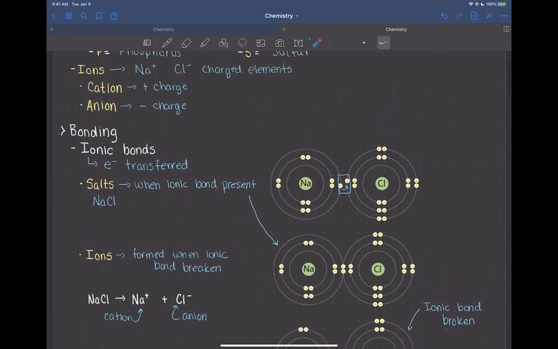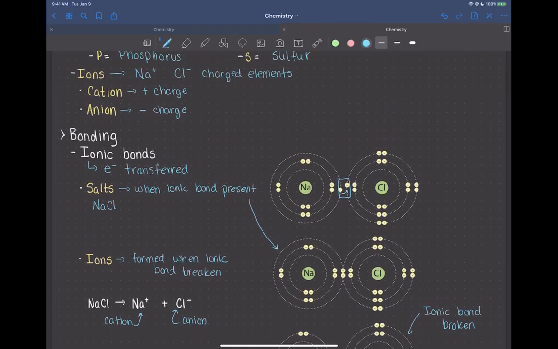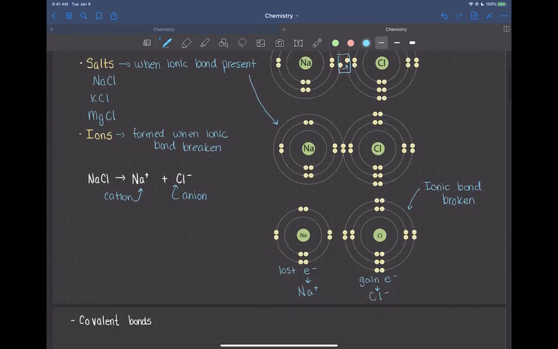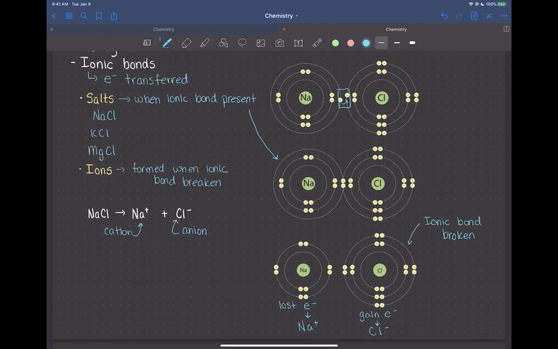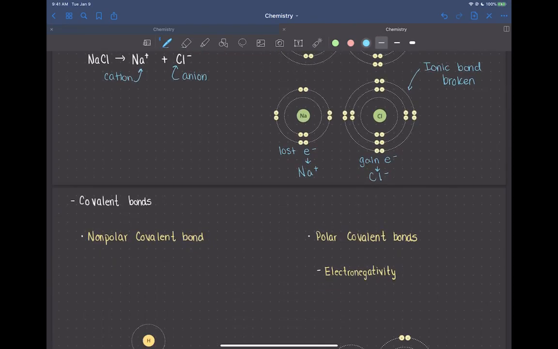There are many other salts, right? There's potassium chloride, there's magnesium chloride, there are phosphate salts as well that will undergo these same kind of ionic bonds and transferring of electrons. All right, so it's a salt when that bond is intact. As soon as that bond breaks and we end up with our anions and our cations, we no longer have an ionic bond between them. Okay, so that's ionic bonds. All right, so that's transferring electrons.